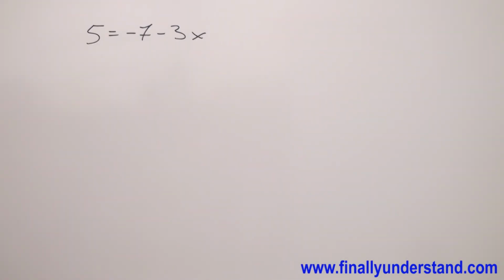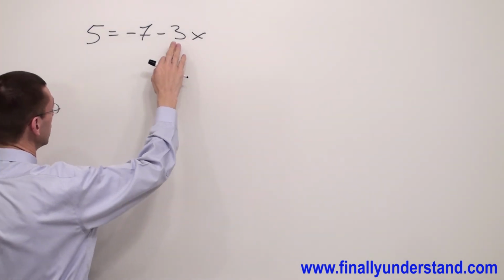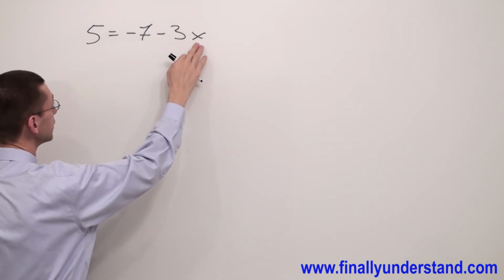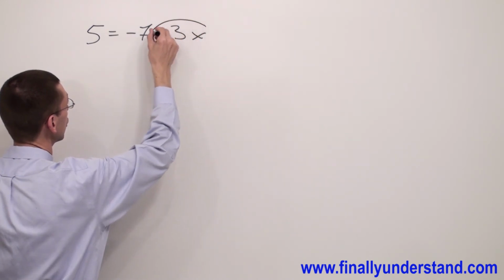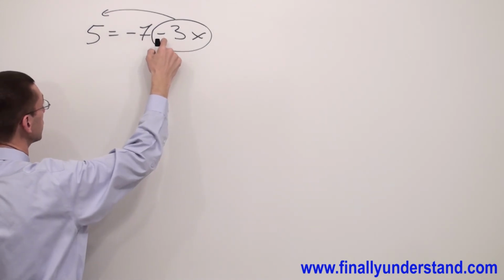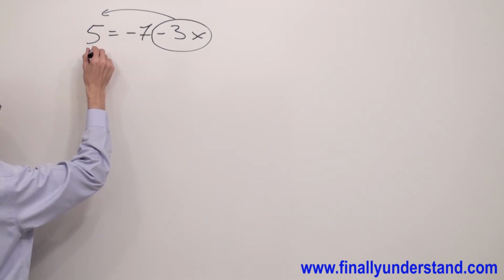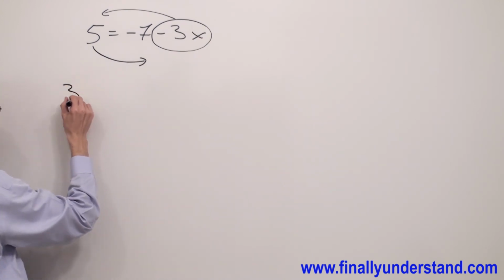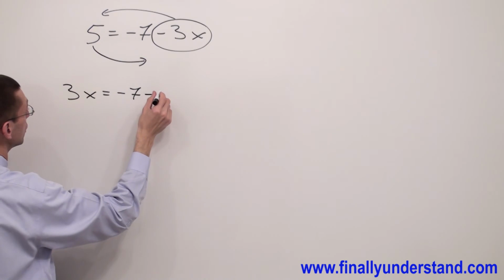Let's take a look at the second example. I have to find the value of x this time. Now, please notice that the term where x is placed is negative. I'm looking for a positive value of x. So what am I supposed to do? I'm supposed to take the whole term and move it to the left side in order to make it positive. Now, because 5 doesn't have x, I'm going to take it and move it to the right side in order to combine the like terms. So I'm going to have 3x equals minus 7 minus 5.